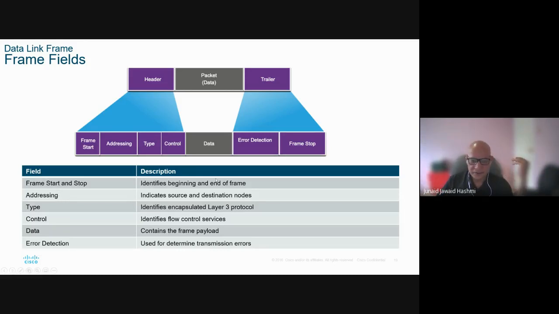So what other information is in the frame? Addressing, very important. A typical frame includes the source and the destination address. Type of frame, the encapsulated layer 3 protocol or layer 2 protocol. Control, flow control services, meaning the frame is flowing correctly. And also error detection, if the frame encounters an error or a problem, it detects the error so the node or the computer can resend.